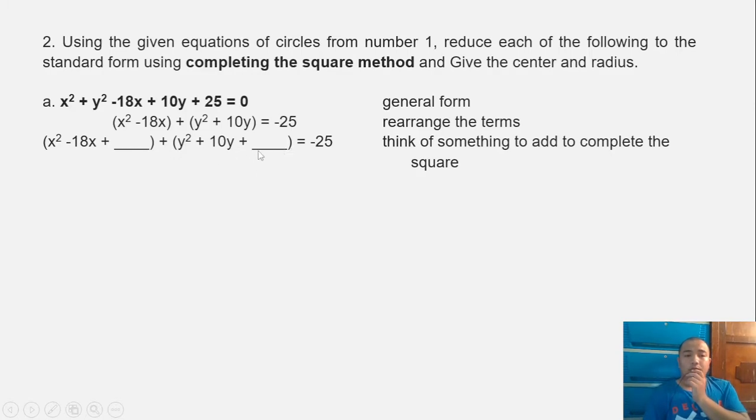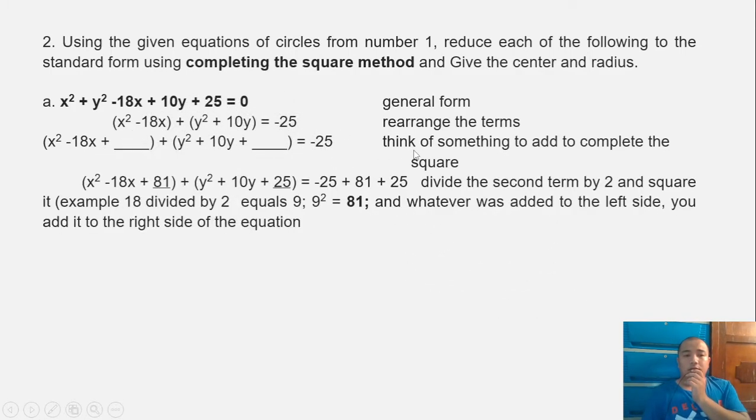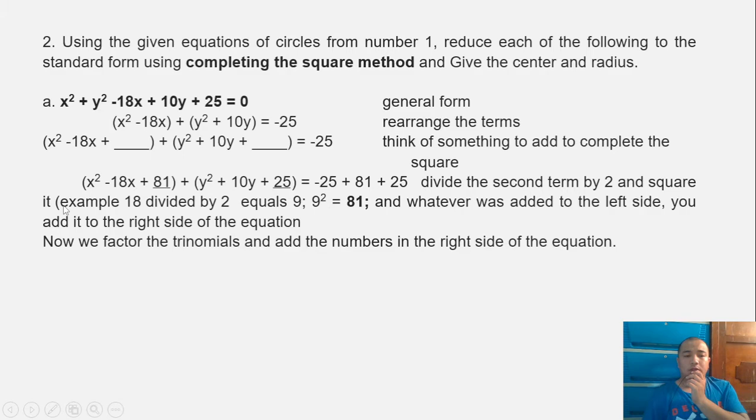So 81 plus 25. Whatever you added on the left side, you will add also on the right side of the equation. So it goes like this. X squared minus 18x plus 81 plus y squared plus 10y plus 25 equals -25 plus 81 plus 25. Okay, -25 plus 25 is 0. So 81 here on the right side of the equation. Then you factor these two trinomials. X minus 9 quantity squared plus y plus 5 quantity squared equals 81.